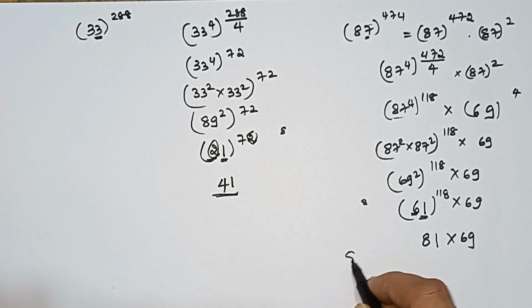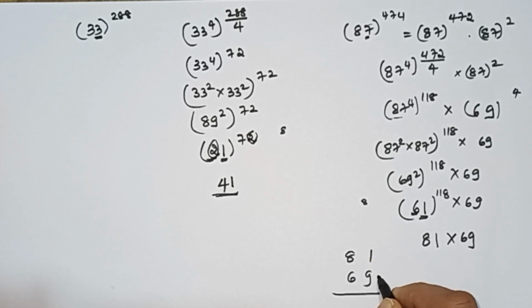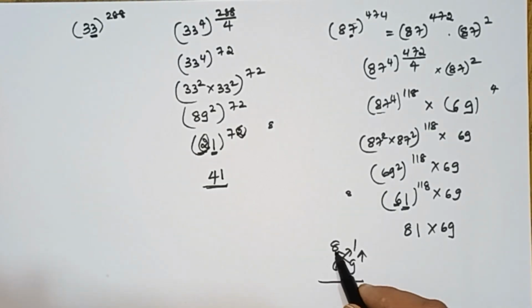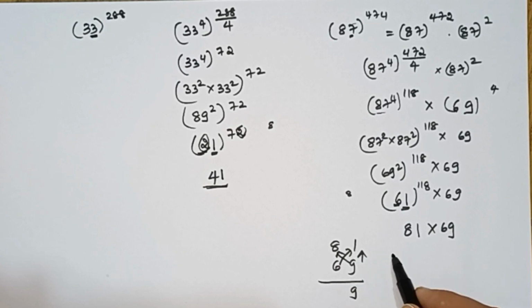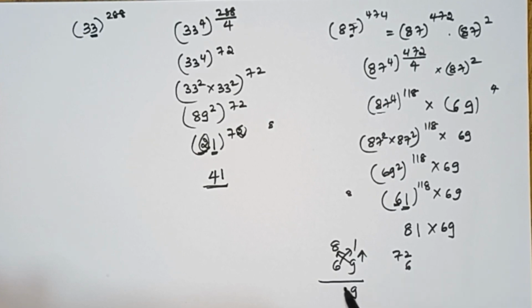That can be carried out using the vertical crosswise method, that is 69 this way. To get the last digit, 9 ones are 9. Then to get the tens digit, crosswise: 9 8s are 72, then 6 ones are 6. 72 plus 6 gives you 78. So the last digit of 78 is 8. Therefore, the tens digit is 8. The given expression ends with the digits 8 and 9.